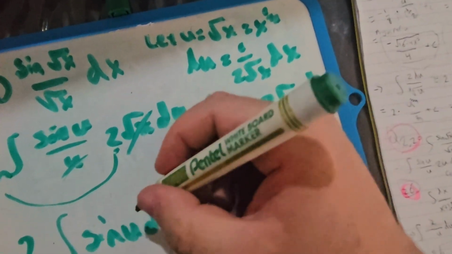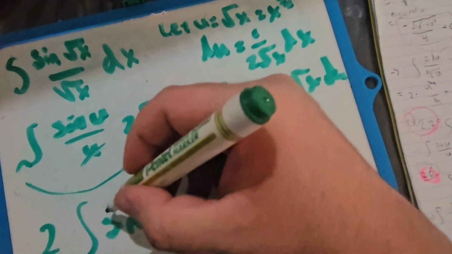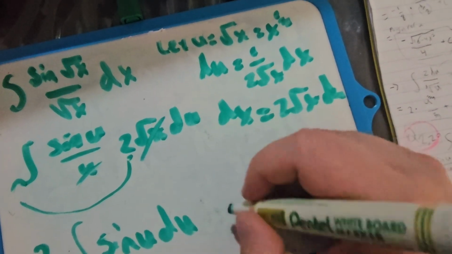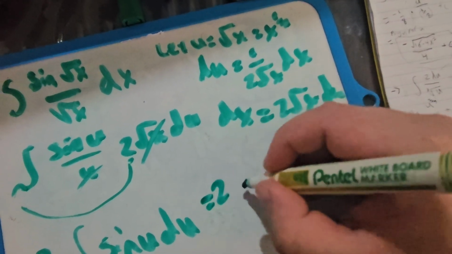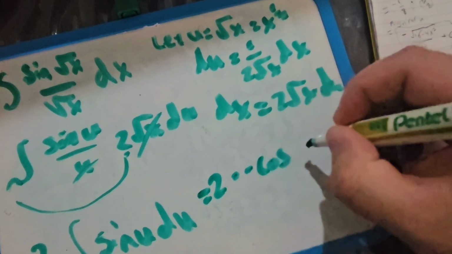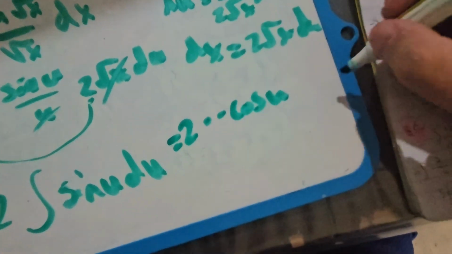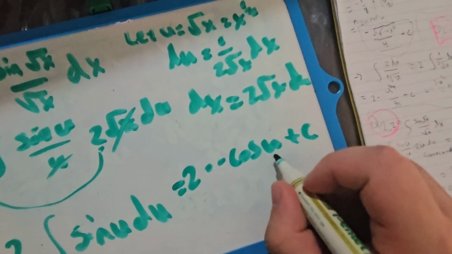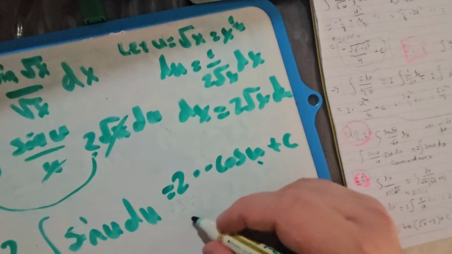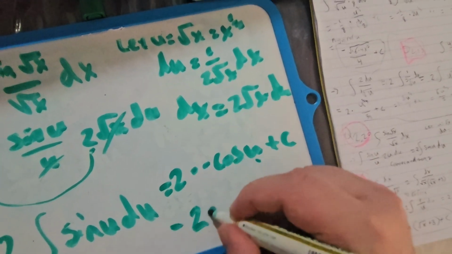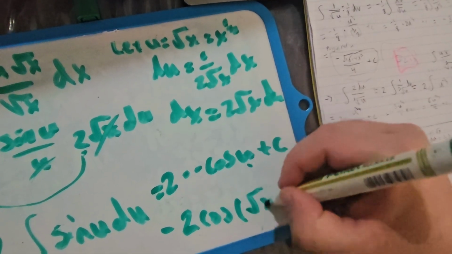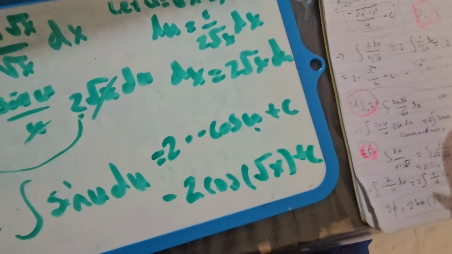And the integral of sine u is negative cosine u. So then we have 2 times negative cos u, and then we add the constant of integration plus c. And now here we could substitute back for u. So we have negative 2 cos, and u is root x, plus c. And we're done.